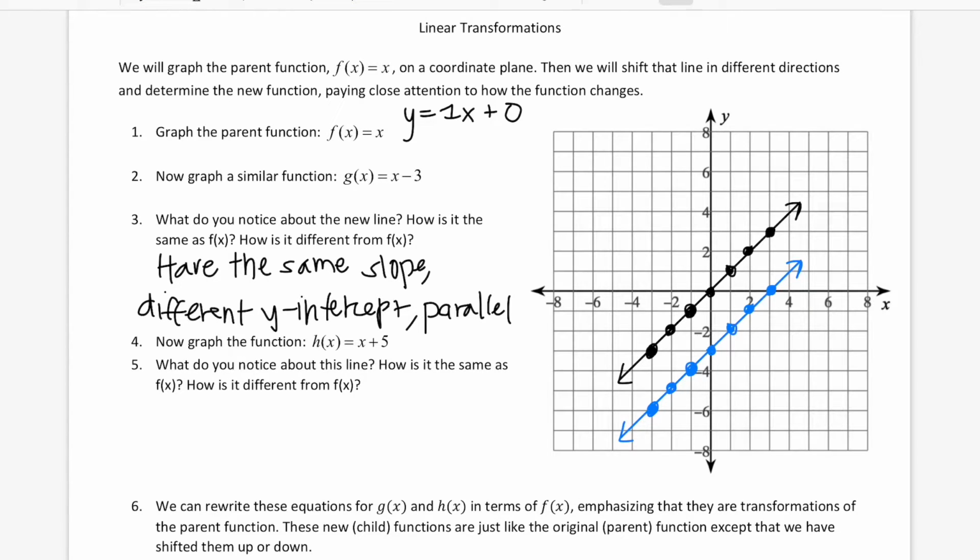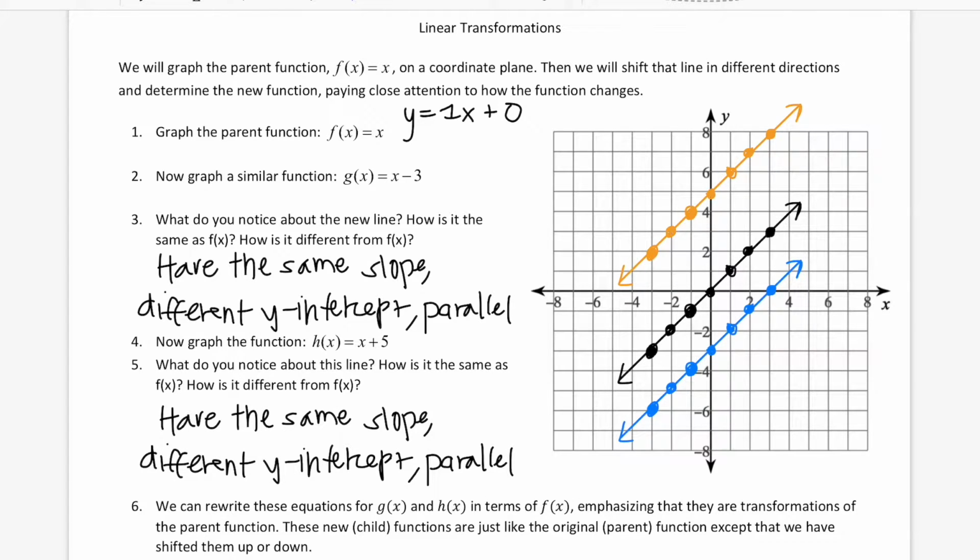Now graph the function h of x equals x plus 5. Starting at 5 on the y-axis, we move up 1 and to the right 1 to create our line. What do you notice about this new line? How does it compare to the original function? This line is also parallel to our original function. We can rewrite these equations g of x and h of x in terms of f of x, emphasizing that they are transformations of this original or parent function.